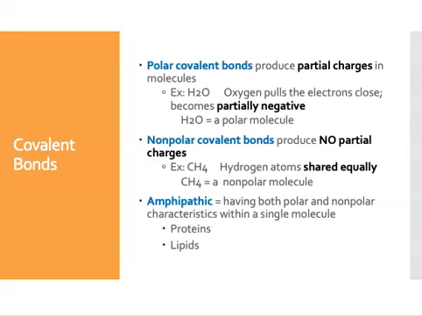Amphipathic translates as dual symphony. And what it means is that some molecules are like two symphonies going on at the same time, a polar and a nonpolar. Proteins are amphipathic. So are lipids, particularly the phospholipids that make up cell membranes.